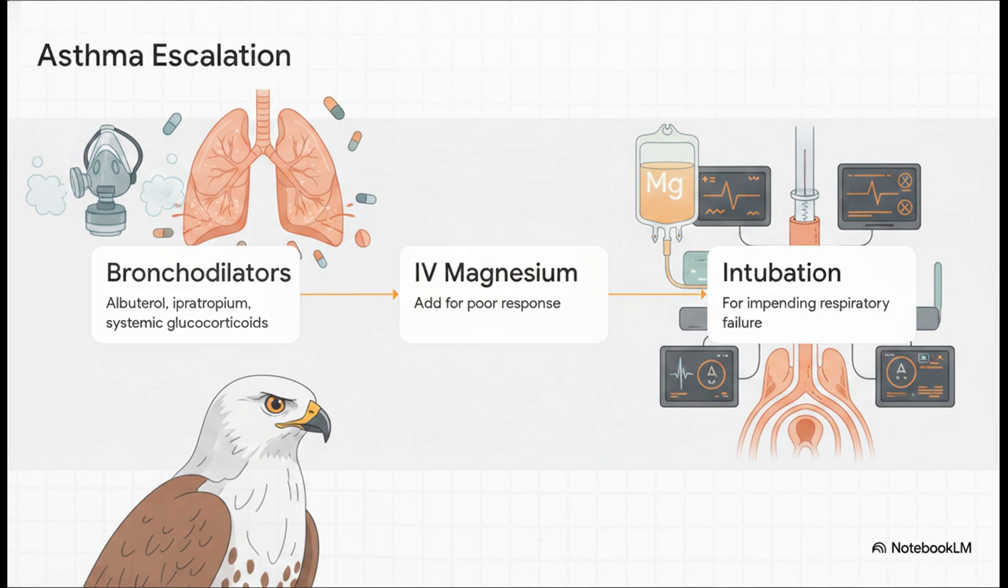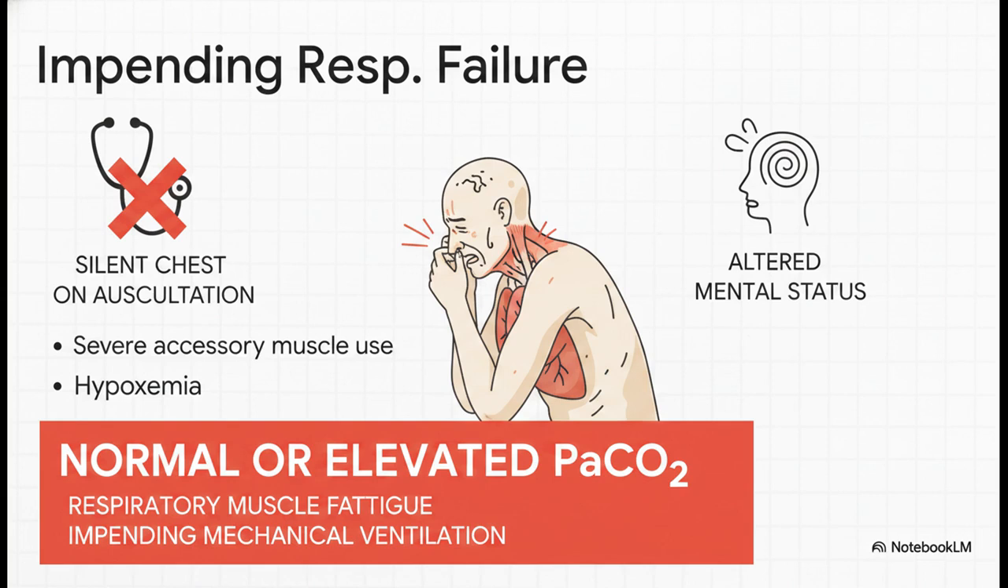Throughout this process, you have to monitor them incredibly closely for any signs of impending respiratory failure that would ultimately require intubation. So what are those clues for impending respiratory failure? You're looking for a silent chest on auscultation, altered mental status, and severe accessory muscle use. Crucially, if you see a normal or elevated PaCO2 in a patient with a high work of breathing, that's a huge red flag. It indicates respiratory muscle fatigue and a total inability to maintain hyperventilation. That patient requires immediate mechanical ventilation.